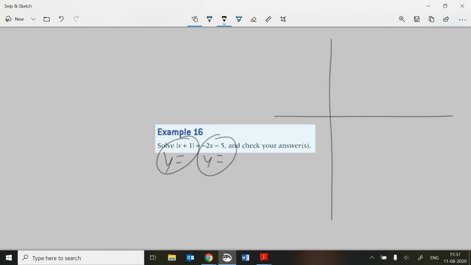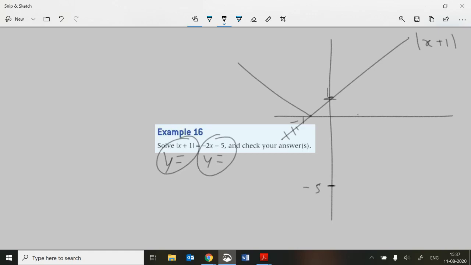X plus 1, the modulus of x plus 1. So x plus 1 itself is this graph here. So it's going up in ones, and it goes through 1, and so it goes through minus 1 there. So the modulus of that is going to be like this. So that part's going to disappear. That's now the modulus of x plus 1. Could say that's y if we want to. And then the other expression, so this one here, is minus 2x minus 5. Okay, so minus 2x minus 5. So right now it's going to go through at minus 5, somewhere down here.